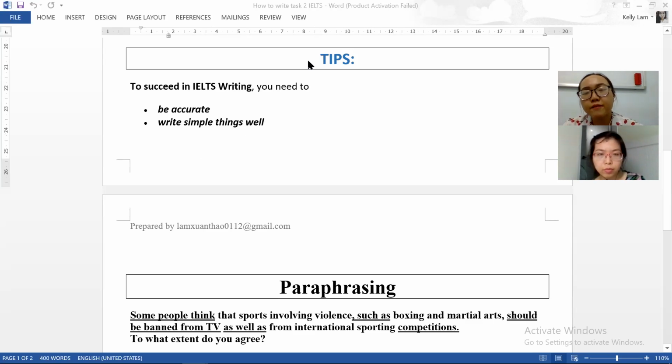So many people make the mistake of thinking they have to use very heavy words, words that nobody understands, and then they will get a high score. Especially Asian students, especially Vietnamese students.